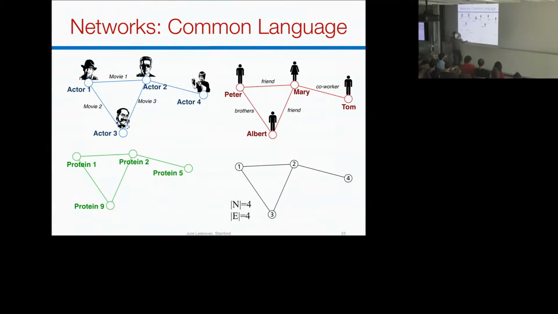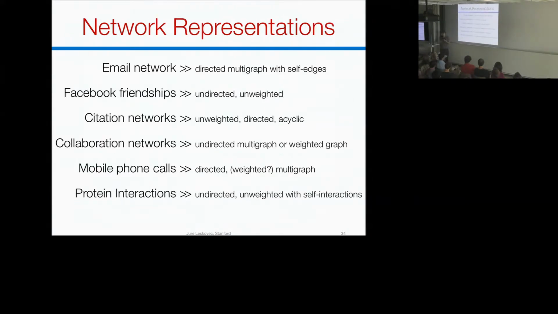But really, you can start thinking of these representations as more complex. You can start adding directions to the arrows, you can start adding weights and so on, right? So then it really becomes important, if you take a certain type of data, how do you represent it as a network? And there are a lot of choices you can make, right?